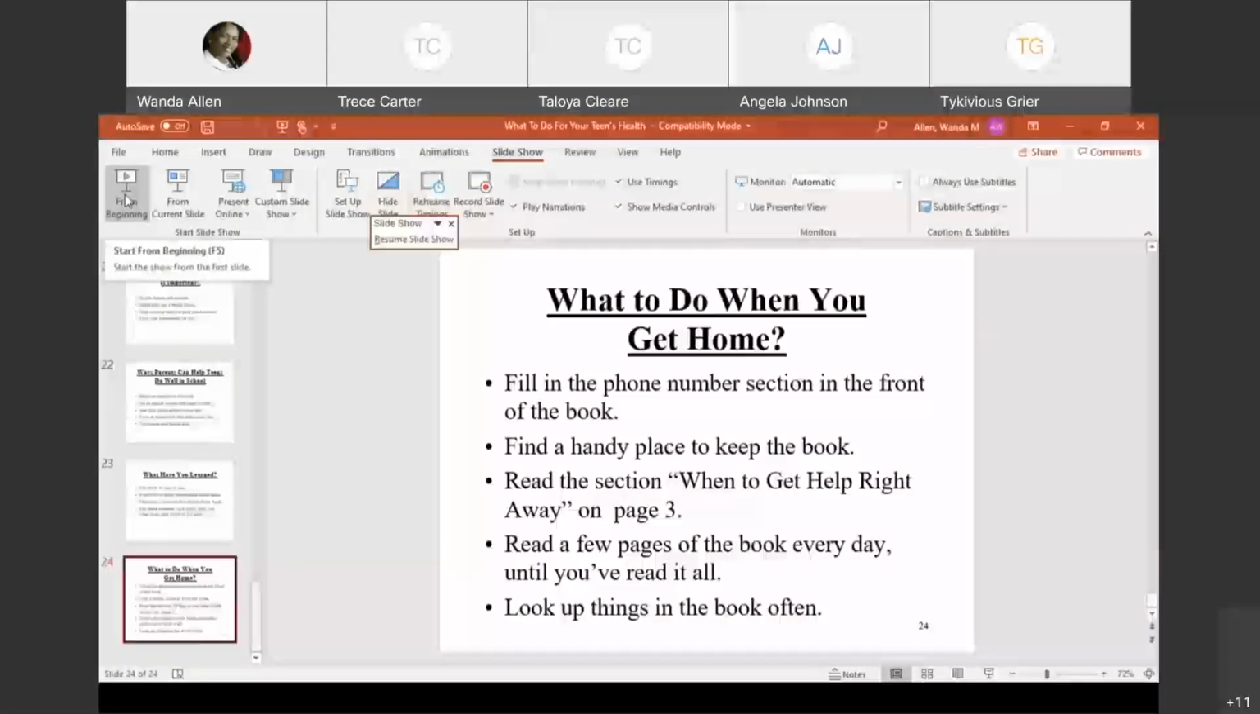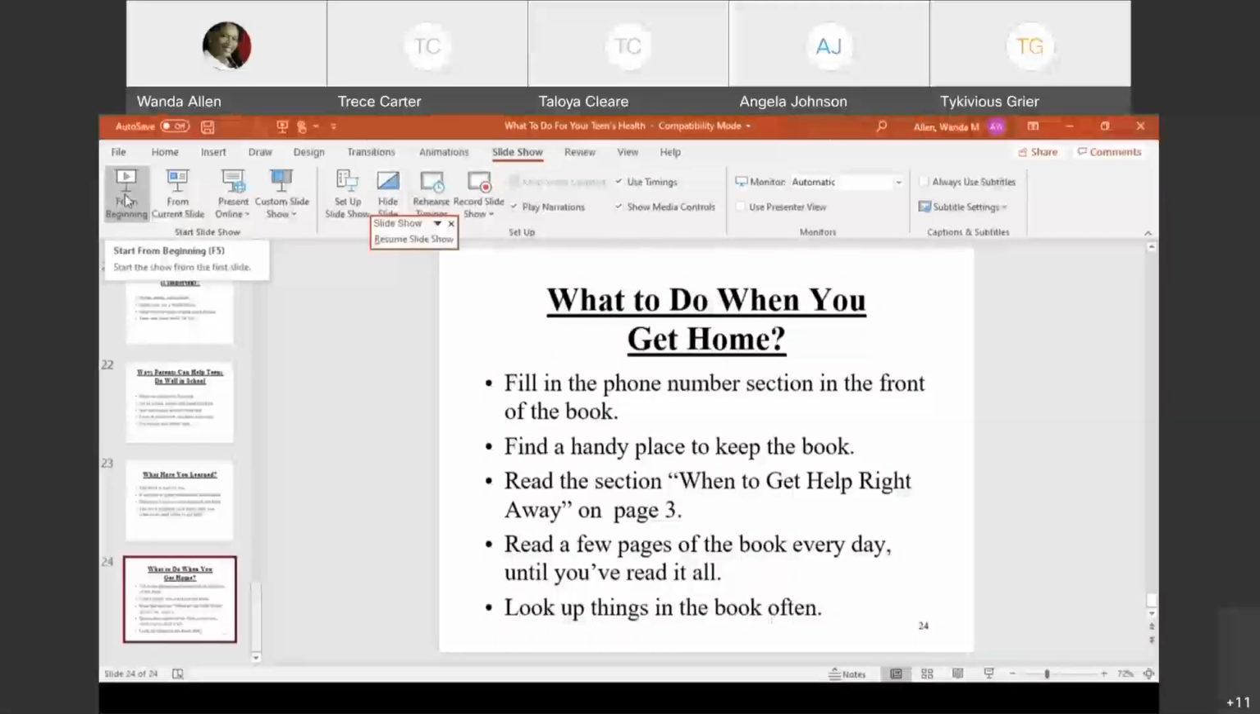In addition, you want to talk about what the individual should actually review when they get home as it relates to the book. Encourage them to fill in the phone number section at the front of the book. Find a handy place to keep the book. Actually review the section when to get help right away on page 3. That is the section that you really want to stress with the parents. Read a few pages of the book every day until you've read it all, and to look up things in the book often.